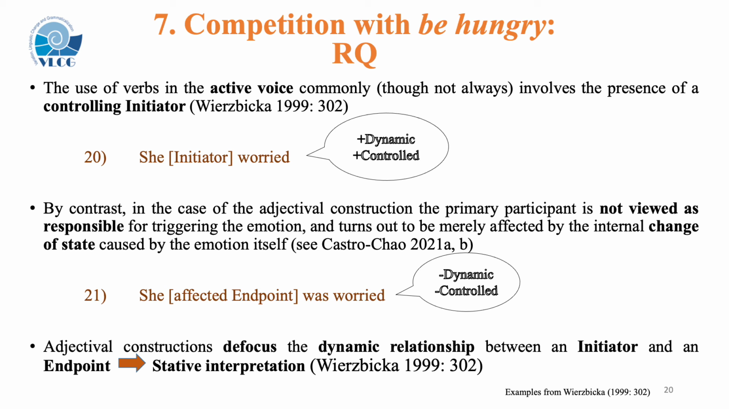By contrast, in the case of the adjectival construction, the primary participant is not viewed as responsible for triggering the emotion, and turns out to be merely affected by the internal change of state. In 21, for instance, she was worried. In this case, the state of affairs is non-dynamic, uncontrolled, and therefore conceptualized as stative.